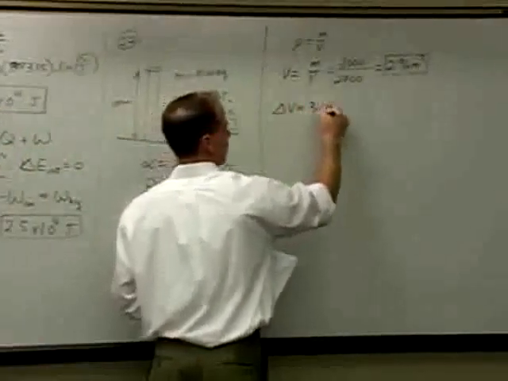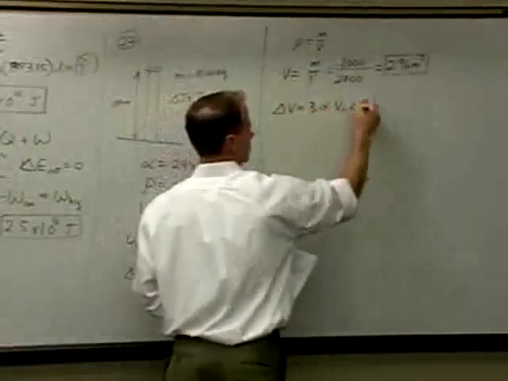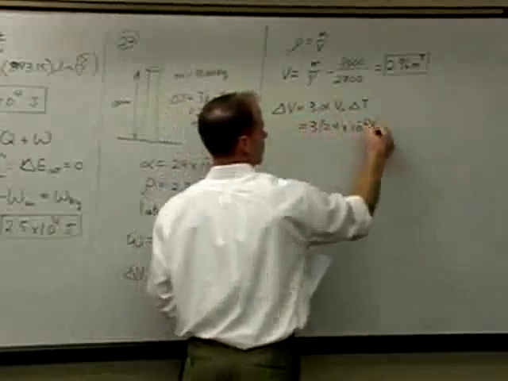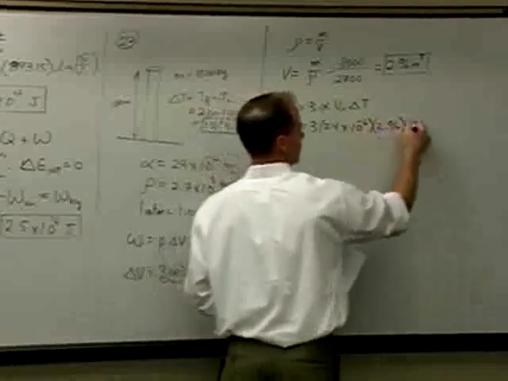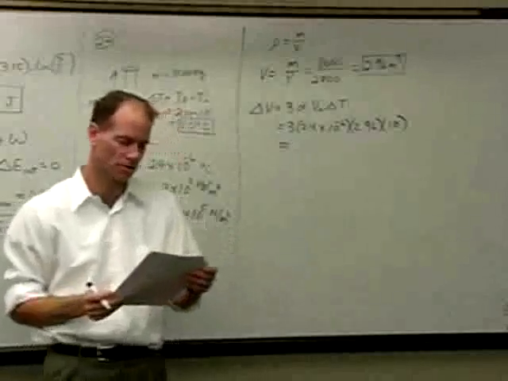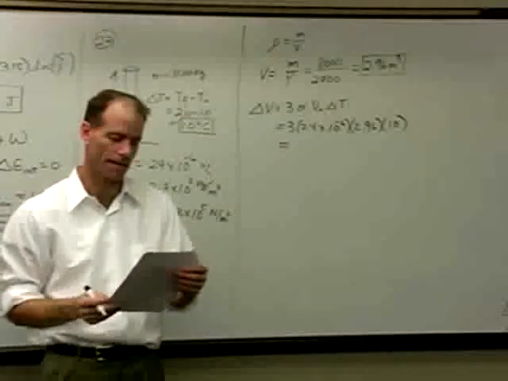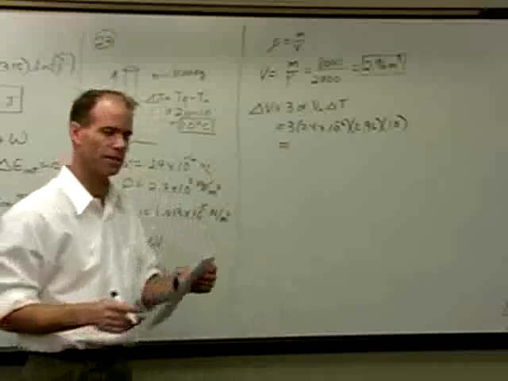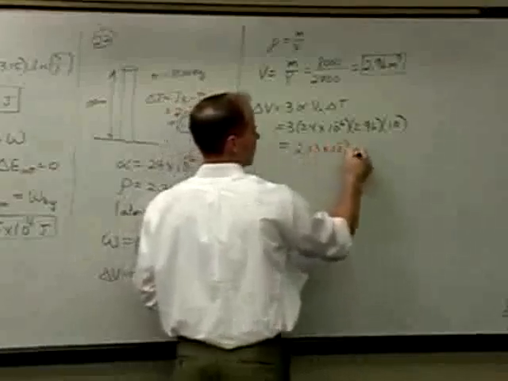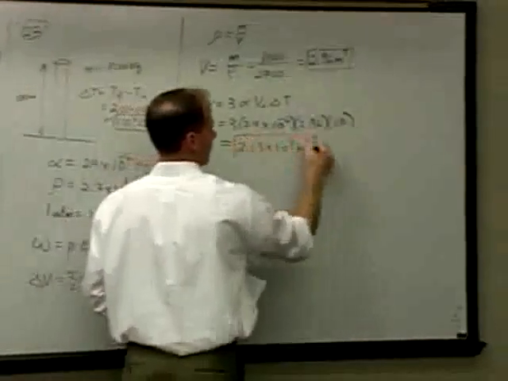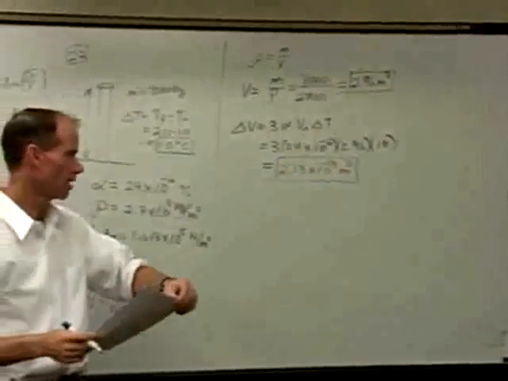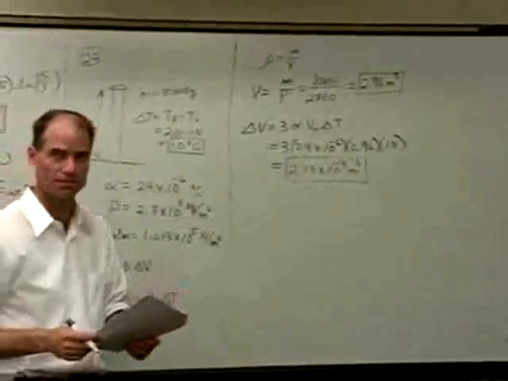That's going to be 3 alpha initial volume times change in temperature, 3 times 24 times 10 to the minus 6 times 2.96 times 10 degrees Celsius. And if I put all those numbers in, I get 2.13 times 10 to the minus 3 cubic meters. That's how much this flagpole expands. Just a little bit more than 2 liters for this flagpole.